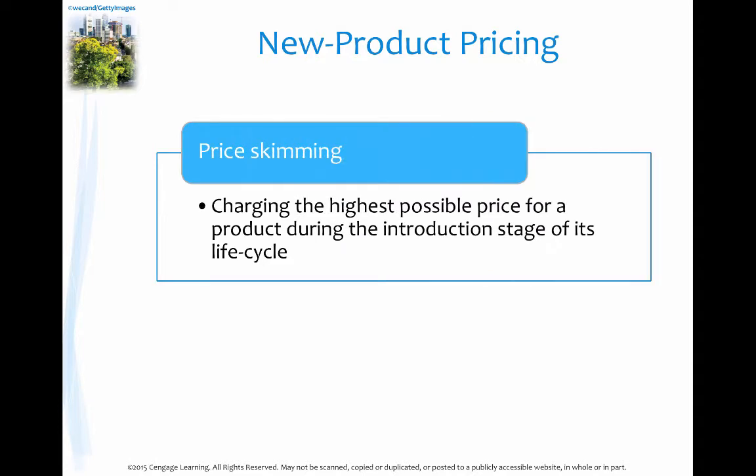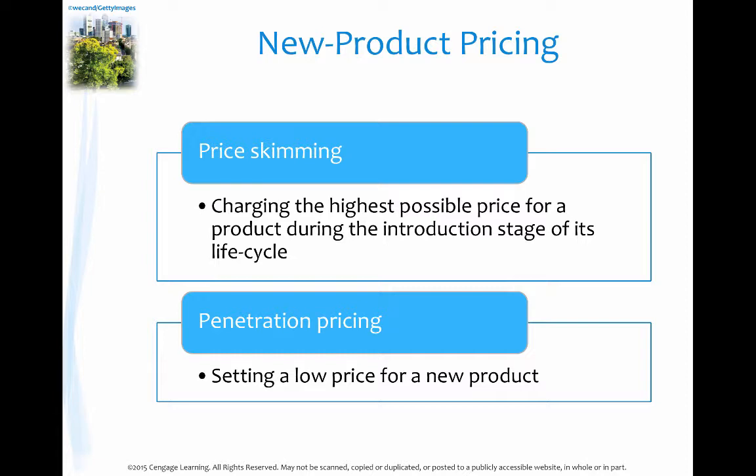Two strategies used in new product pricing are price skimming and penetration pricing. With price skimming, the organization charges the highest price that buyers who most desire the product will pay. A penetration price is a low price designed to penetrate a market and gain a significant market share quickly.